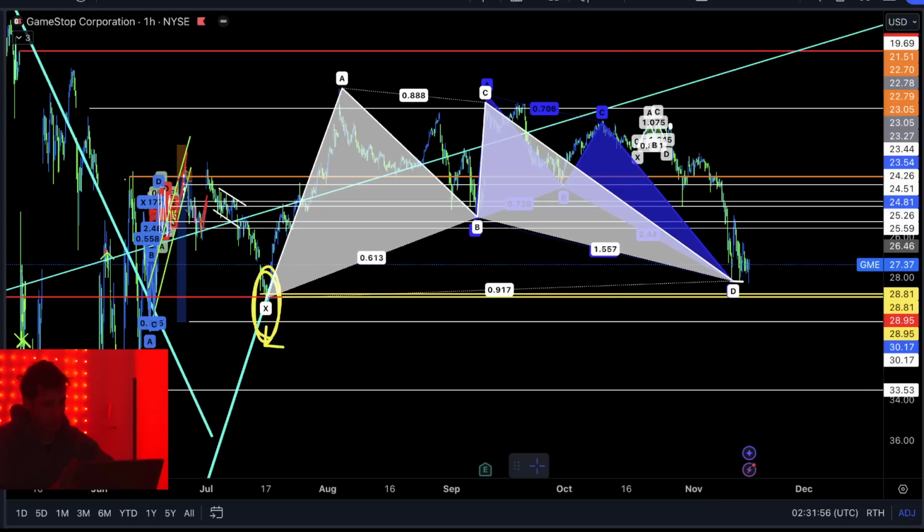Okay, so that's the GameStop chart. Lots to talk about there. Happy to come back and talk about it some more. If you've got any questions about that particular formation you see there, either of those harmonics, or why it is that $20 is the target, definitely ask me.